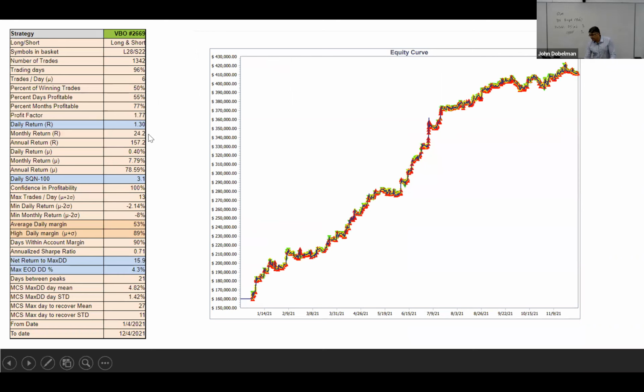Here's a system that I have in development right now, and it only wins 50% of the time. And it's only profitable 55% of the days, but it has a daily SQN 100 number greater than 3. And part of this is it has a large number of trades, which helps smooth things out, but that's a pretty nice looking equity curve over the course of a year. Not that many drawdowns, and just slow and steady eddy. So this is an example of the SQN being a good measure.